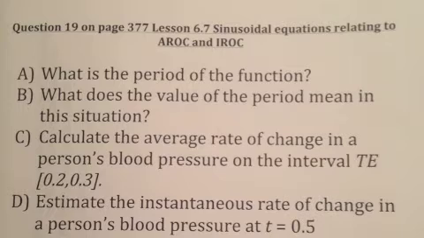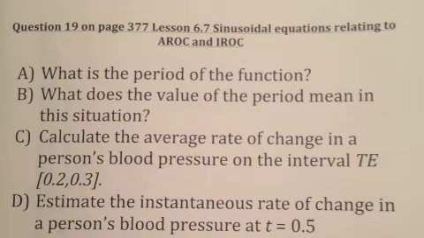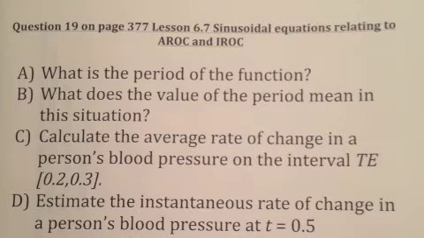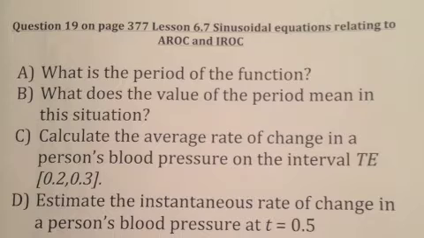Question 19 is split up into 4 parts. What is the period of the function? What does the value of the period mean in this situation? Calculate the average rate of change in a person's blood pressure on the interval of 0.2 to 0.3, and estimate the instantaneous rate of change in a person's blood pressure at t equals 0.5.